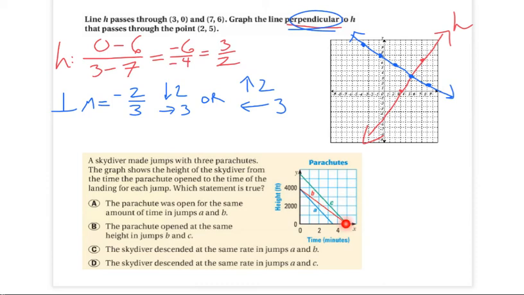Next, B: B and C open at the same height. If you look at it, the only spot where they're the same height is A and B, not B and C, because they're not starting at the same height, so that would not be true. For C: the skydiver descended at the same rate in jumps A and B. That means it would be the same steepness for A and B, and they're not the same. A is steeper than B. A and C have the same steepness, so A and C descended at the same rate. And that's really what the last one says, so D is your answer.